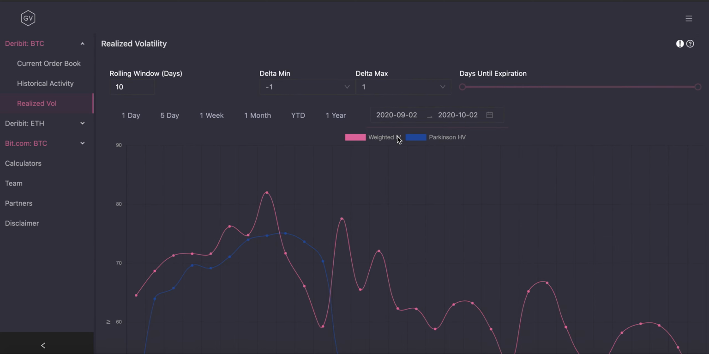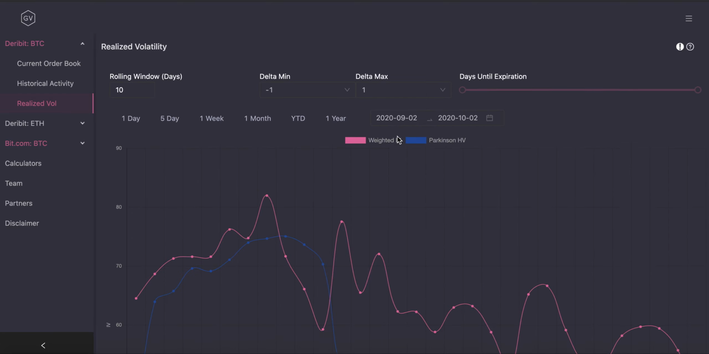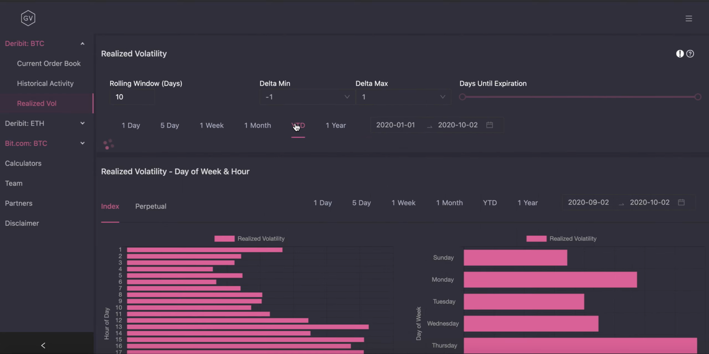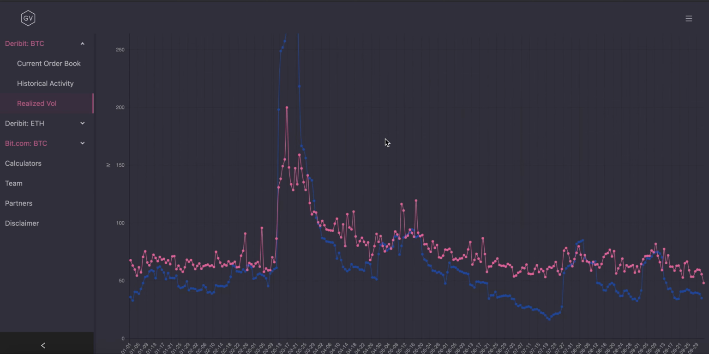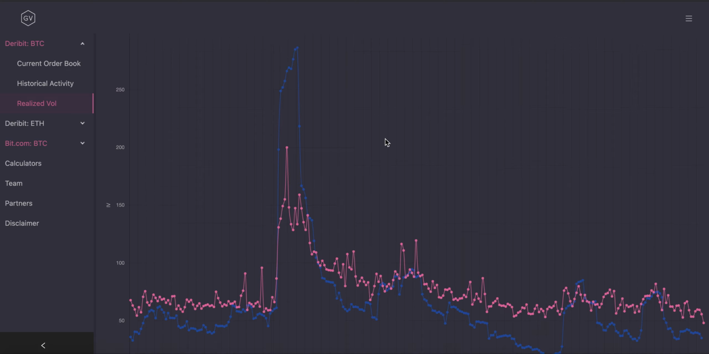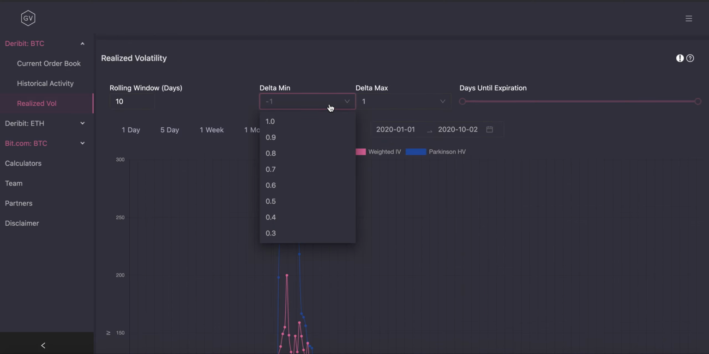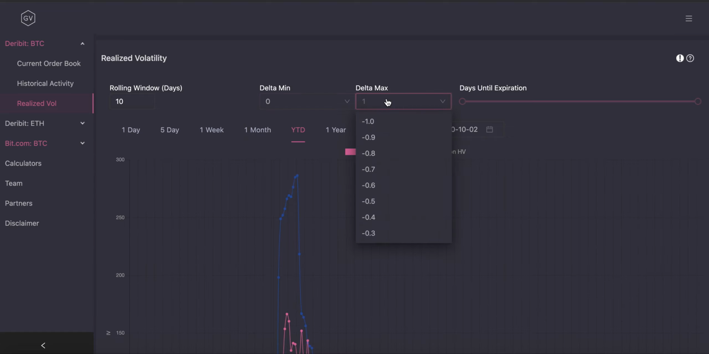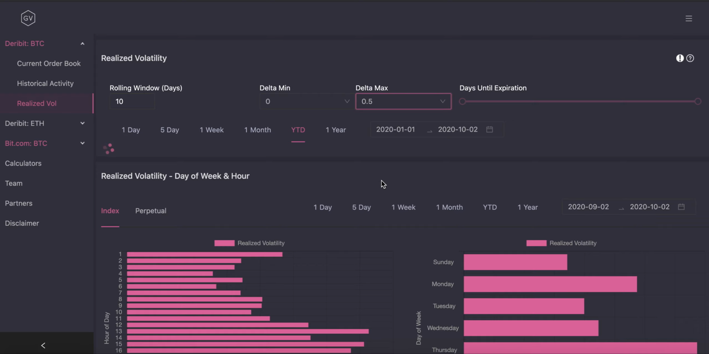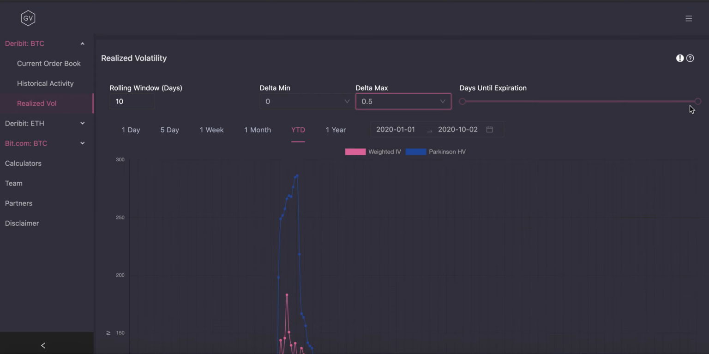Here we have a tool to compare realized vol to implied vol. Let me go to year to date. What I can see here is the realized vol in blue versus the implied vol in pink. And I can go ahead and filter down this implied vol even more. This implied vol is composed of the past trade data. It's basically a trade-weighted, by premium, implied volatility.